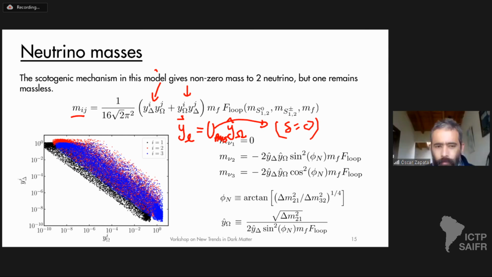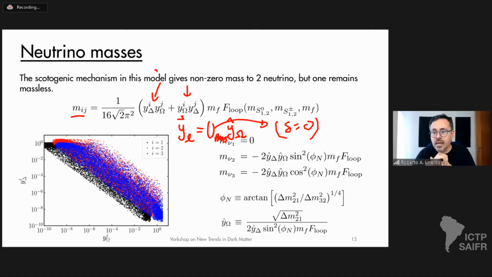So I'm wondering regarding the electric dipole moment, the contribution to the electric dipole moment. Yeah, that could be potentially interesting. Exactly, because usually the scotogenic scenarios are also studied in that context. Perfect. Thank you, Roberto.